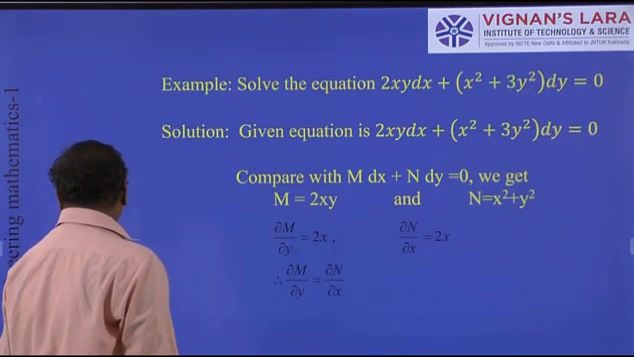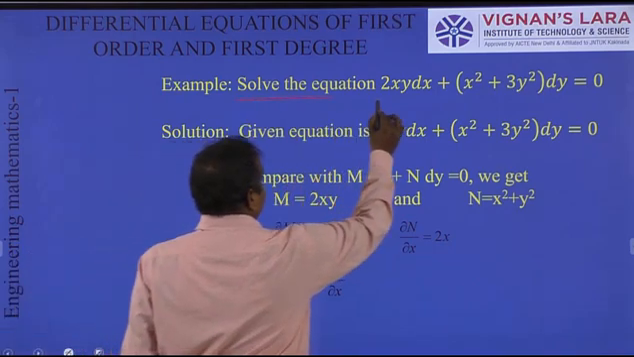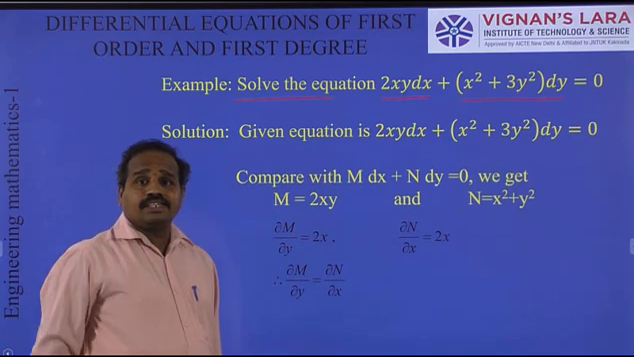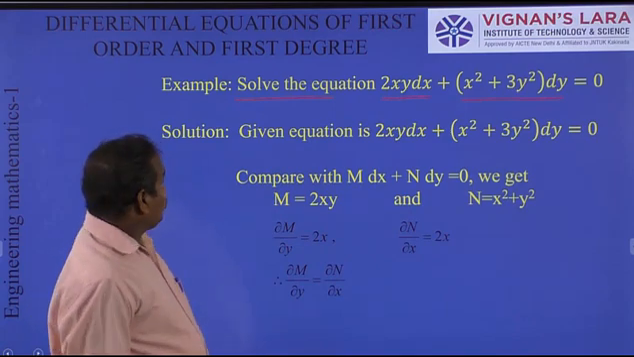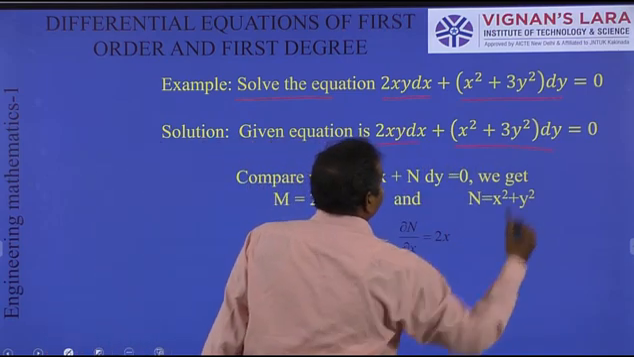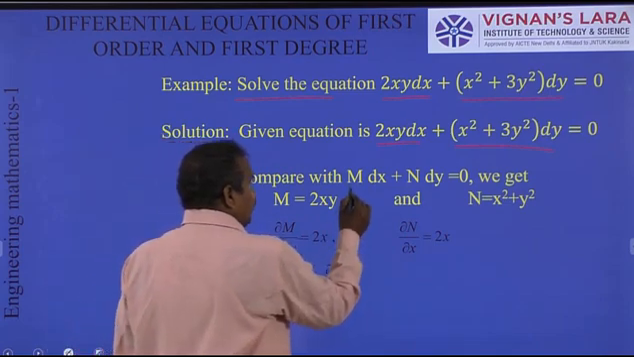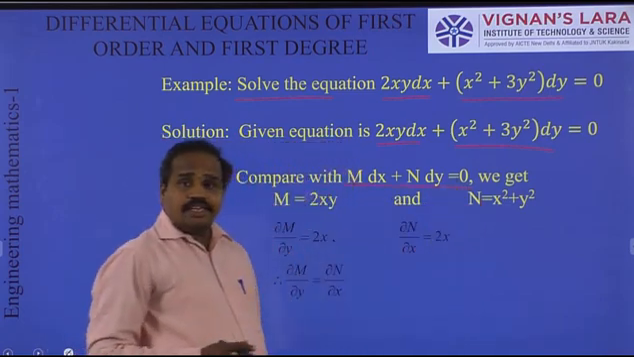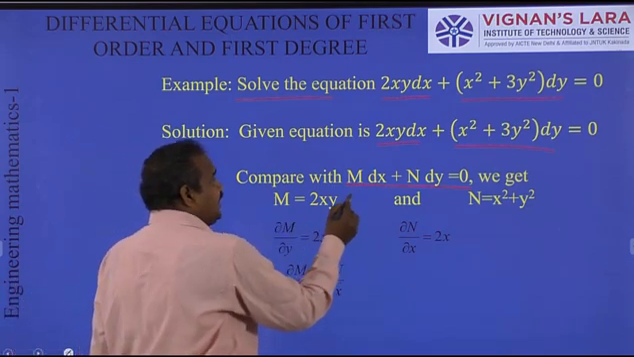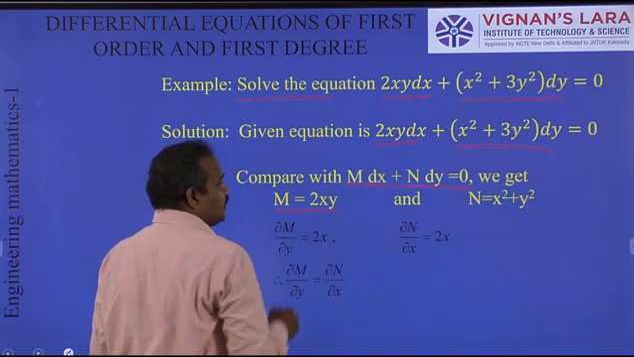So here an example related to this one, check it. Solve the differential equation 2xy dx plus x square plus 3y square dy is equal to 0. So coming to this one, what is the given equation? 2xy dx plus x square plus 3y square dy is equal to 0. So you should compare that equation with m dx plus n dy is equal to 0. So here what is the m? So dx coefficient. So what is the dx coefficient? 2xy. So m value 2xy.